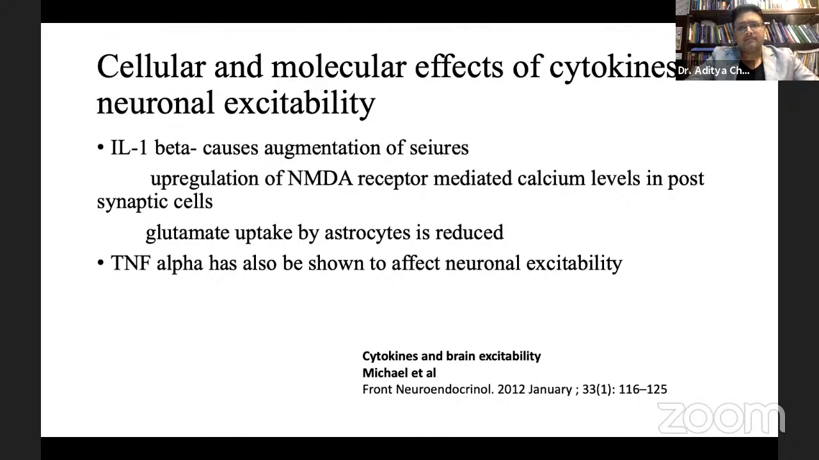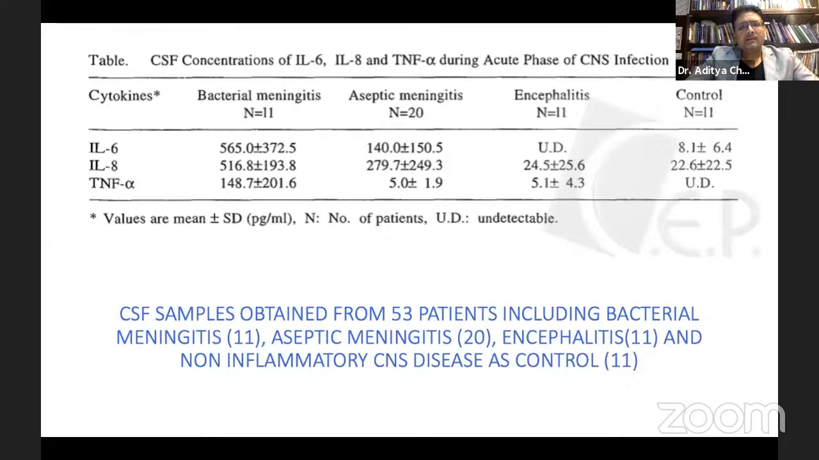neuronal excitability. Coming to the study I was talking about, in which interleukin 6, 8, and TNF alpha were evaluated in patients of bacterial meningitis, aseptic meningitis, and encephalitis. This study was done in China on CSF samples obtained from 53 patients. And they found that interleukin 6, 8, and TNF alpha, all three were significantly raised in patients of bacterial meningitis more than those of aseptic or viral meningitis.